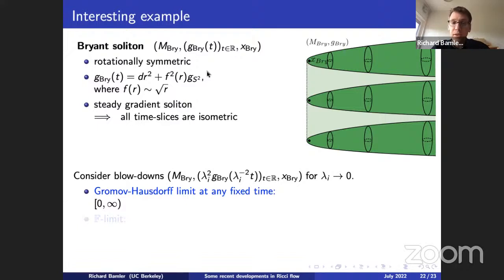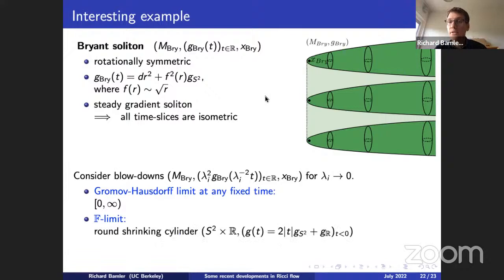Instead, I have to look at the conjugate heat kernel starting at this point and follow it backwards in time. It turns out that this conjugate heat kernel is concentrated in a region that looks more and more cylindrical. Therefore, the blow-down of this Bryant soliton is a round shrinking cylinder.